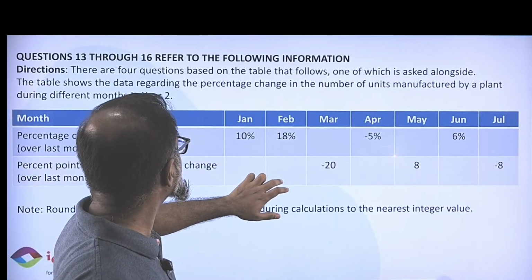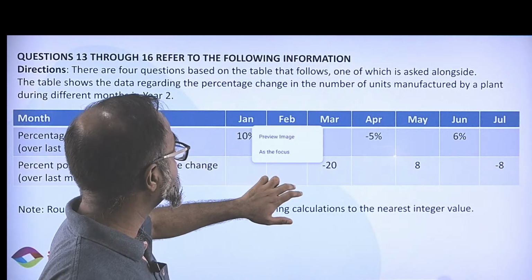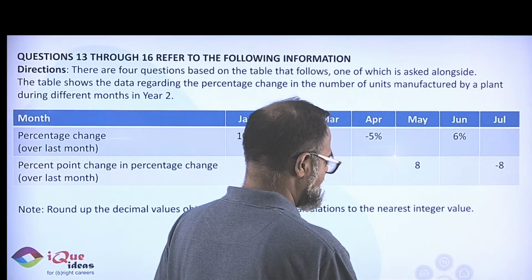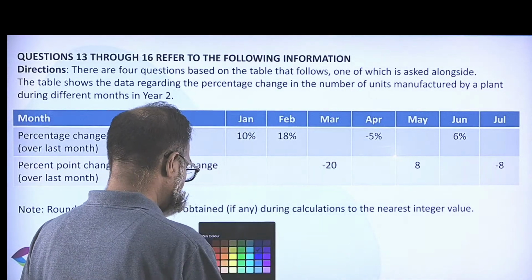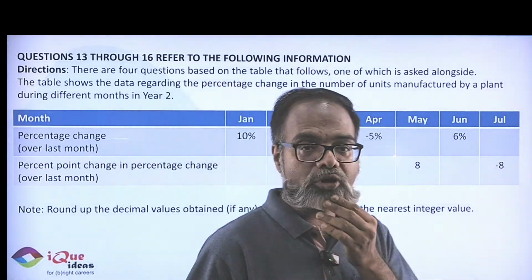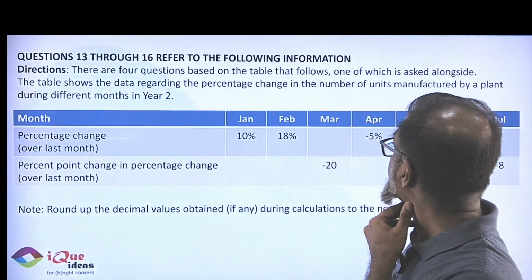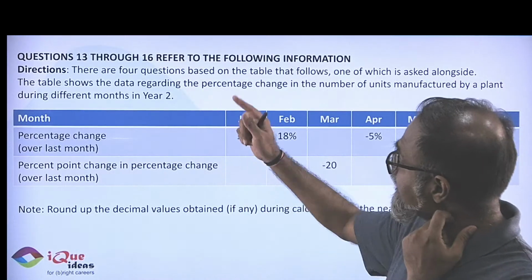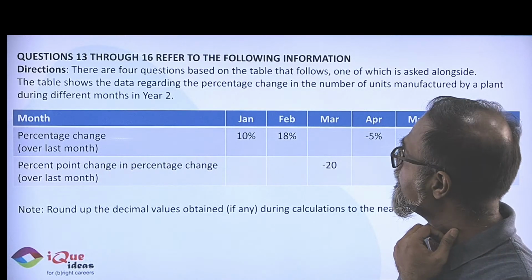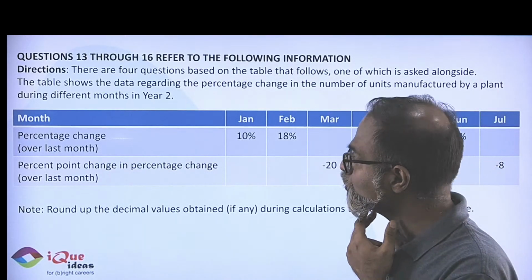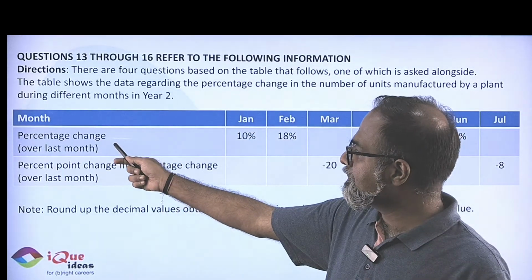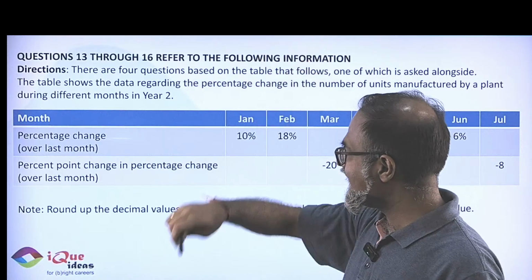Questions 13 through 16 refer to the following information. Great. So a data interpretation set has been given in this case. Now let us see what exactly the data is all about. It says there are 4 questions based on this set, one of which is asked alongside table. Okay. The table shows the data regarding the percentage change in the number of units manufactured by a plant during different months in year 2. And it starts with Jan till July, but it gives me the percentage change over the last month.